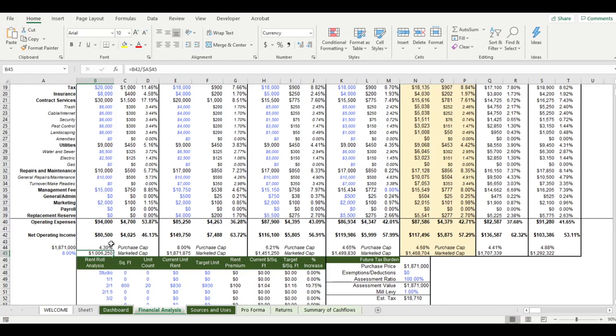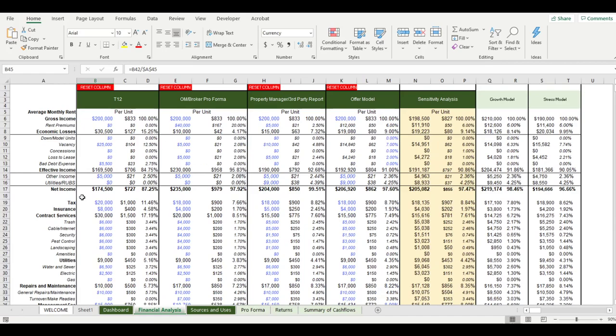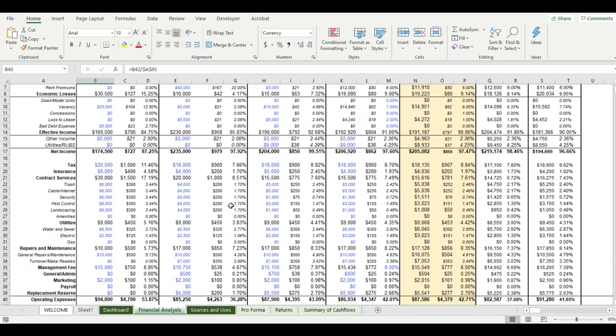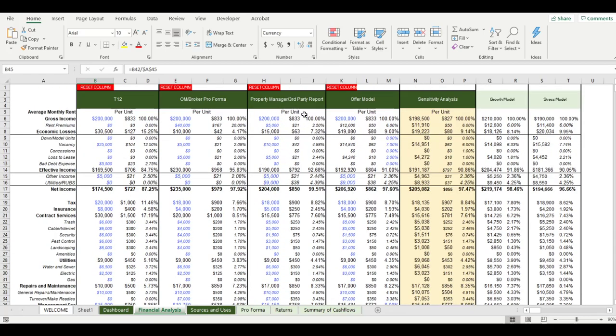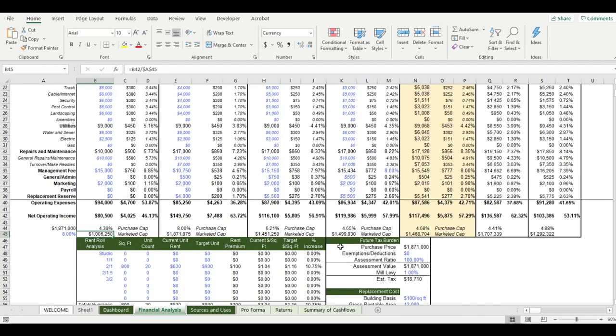Now, there's a pretty significant disparity here, and in the real world, we would want to dive into that disparity and figure out where the real value of the property lies. You would do that through maybe looking at a property manager's numbers, having them submit a number, and then figuring out what your version of the truth is, putting it into the offer model, and it'll give you an idea of, based off of the marketed cap rate, what a fair market value offer would be.